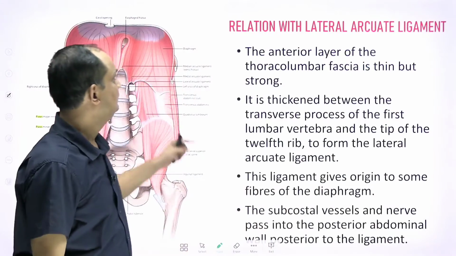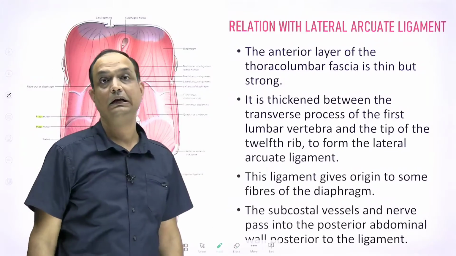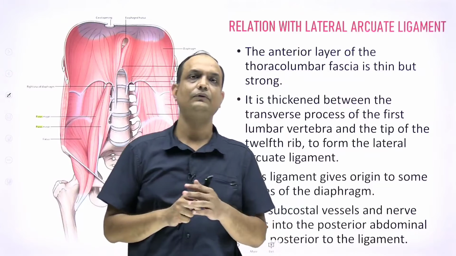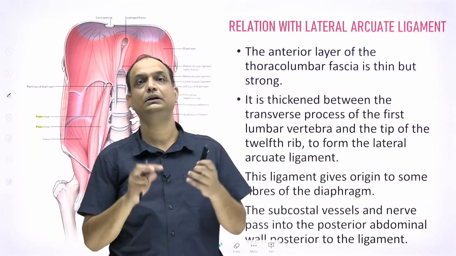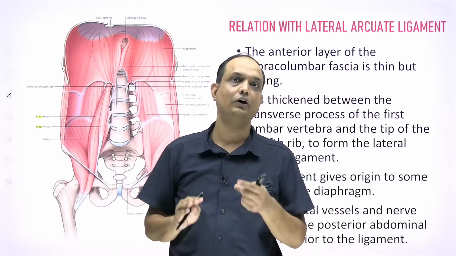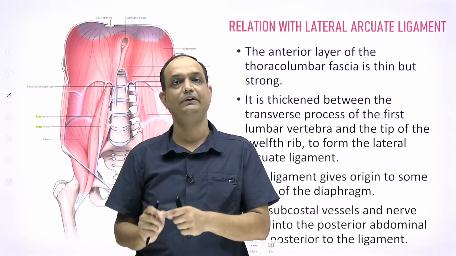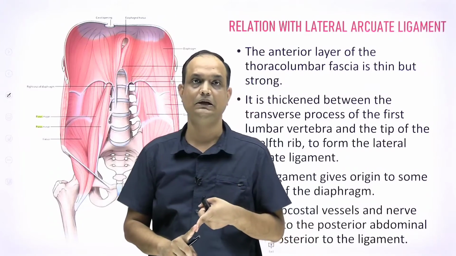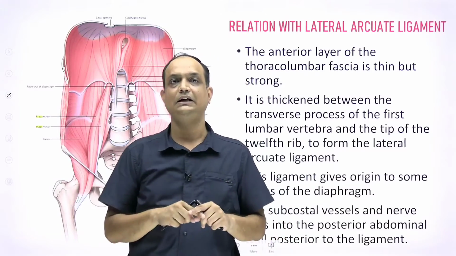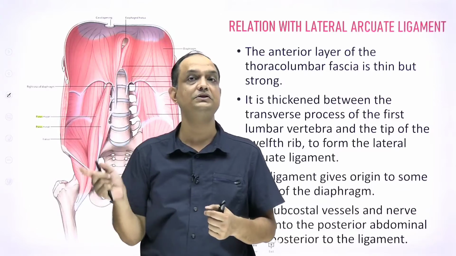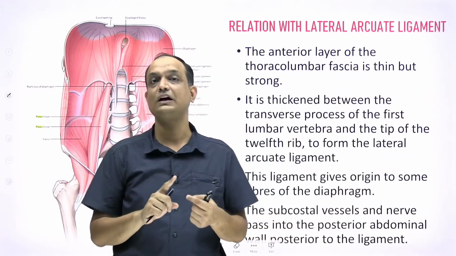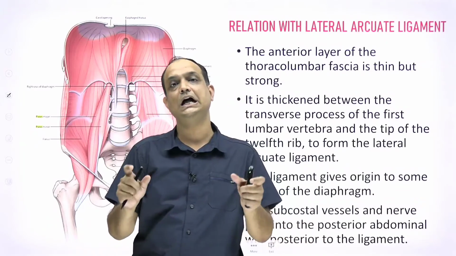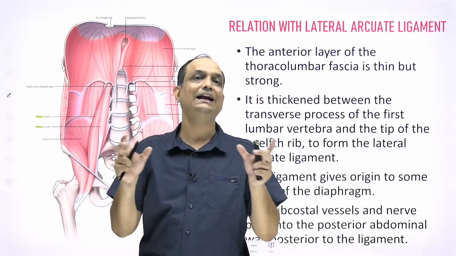Now, what are the relations with the lateral arcuate ligament? Now see, this is again the concept to understand: whenever we are talking about the relations of the diaphragm, we always read that the diaphragm has the lateral and medial arcuate ligament and the median arcuate ligament. Now you have to understand that in my class of psoas major, I told you that psoas major fascia modifies in the upper part as the medial arcuate ligament. Now you read the lateral arcuate ligament.